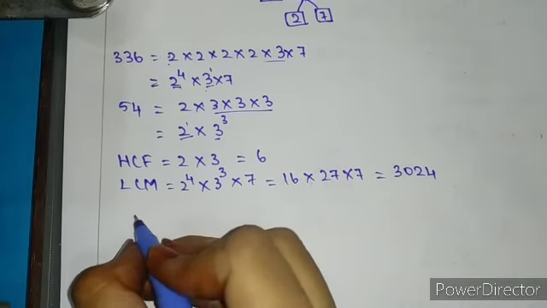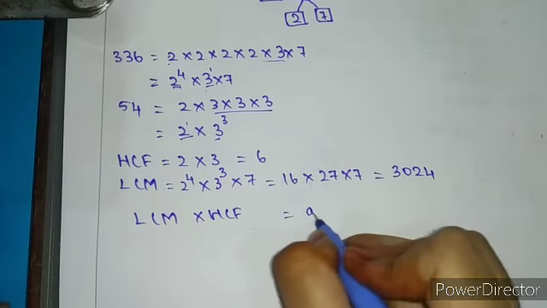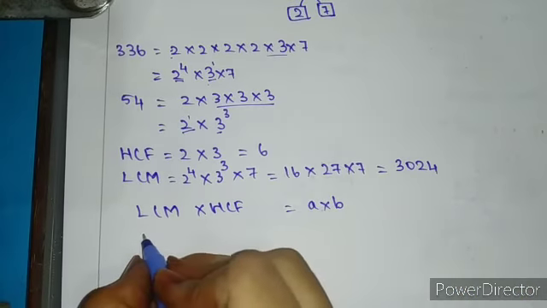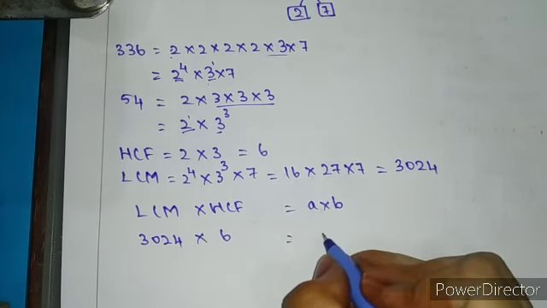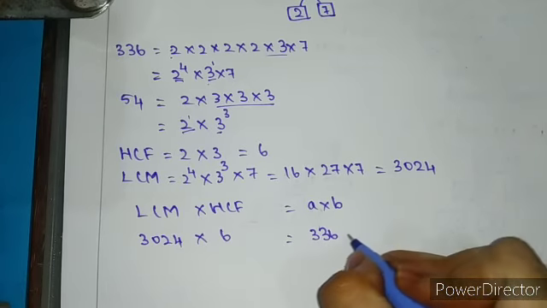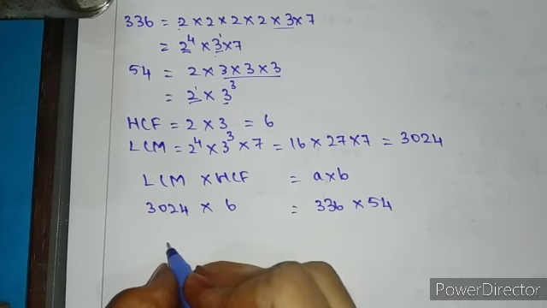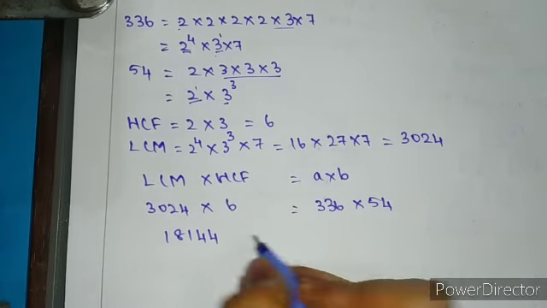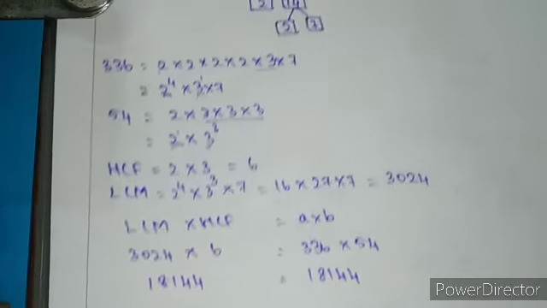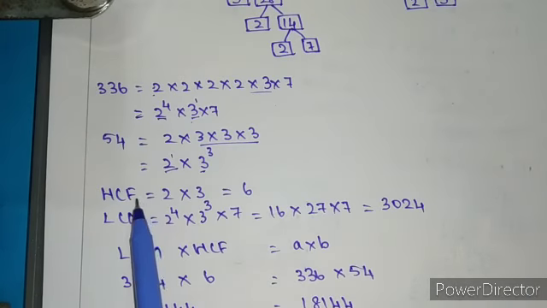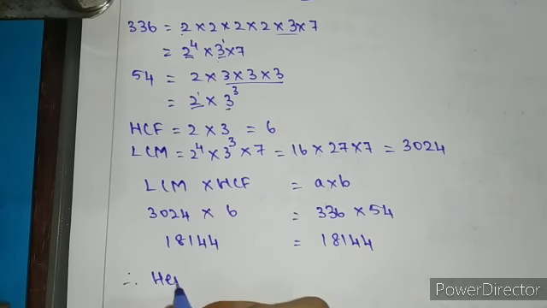Now just substitute in the relation. LCM into HCF is equal to A into B. Here LCM is 3024 and HCF is 6. A and B are 336 and 54. So just multiply this, we get 18144. Here also 18144. If the values are equal, the HCF and LCM we found are correct. So we can conclude that hence verified.